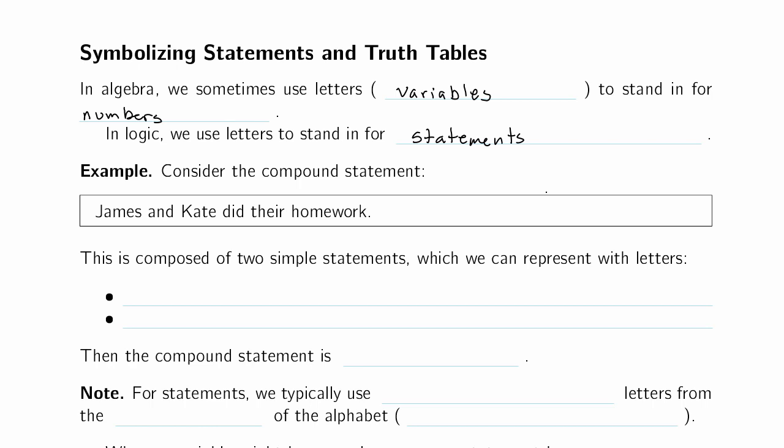James and Kate did their homework. And assuming that that means that James did his homework and Kate did her homework, and this is not an Alice and Bob had a baby situation, this is composed of two simple statements. We can represent each simple statement with a letter. So one simple statement is, James did his homework, and another is, Kate did her homework. We could represent the first one with the letter P, and the second one with the letter Q.